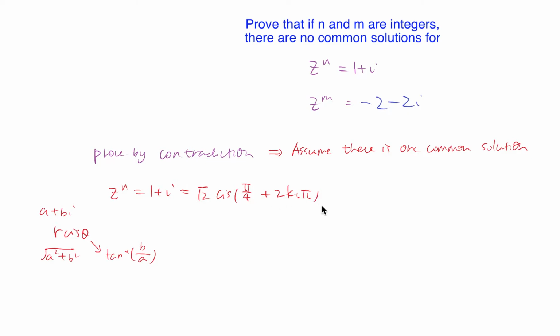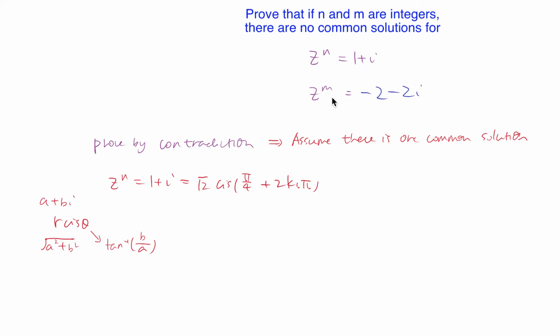The reason I use k1 is that for z to the power of m, I'm going to introduce another integer, k2, and k1 is any integer. So z equals root 2 to the power of 1 on n, cis of (pi over 4 plus 2k1 pi) all divided by n. So that's z.